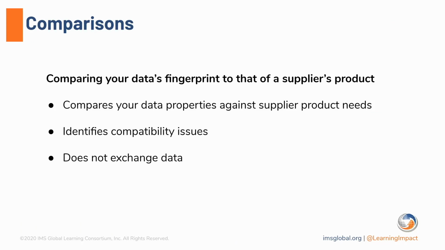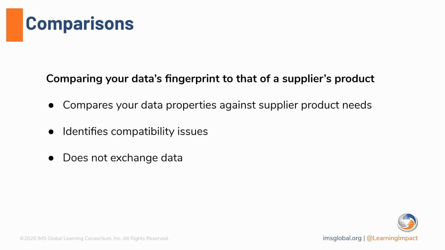Once you've successfully completed a characterization, the next step of the process we call comparison. During comparisons, what we do is we take that characterization report, that digital fingerprint of your data we've just generated, and we compare it against similar fingerprints for suppliers' products' needs. Now, the suppliers have gone through a similar process to what you've just done, where they have identified for us what their product needs to work, what they need to handle the rostering from your organization.